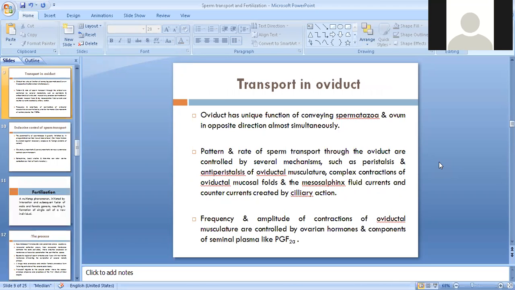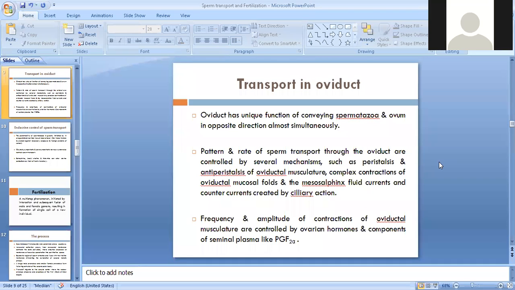So once these spermatozoa cross the uterus, they are transported into the oviduct. In the oviduct, the transport of these sperms is very unique. At one end of the oviduct, from the base of the uterine horn, the sperms have to be transported through it towards the ovum. At the other end, when ovulation occurs, the ovum is taken up by the infundibulum, so it will be transported towards the uterus.